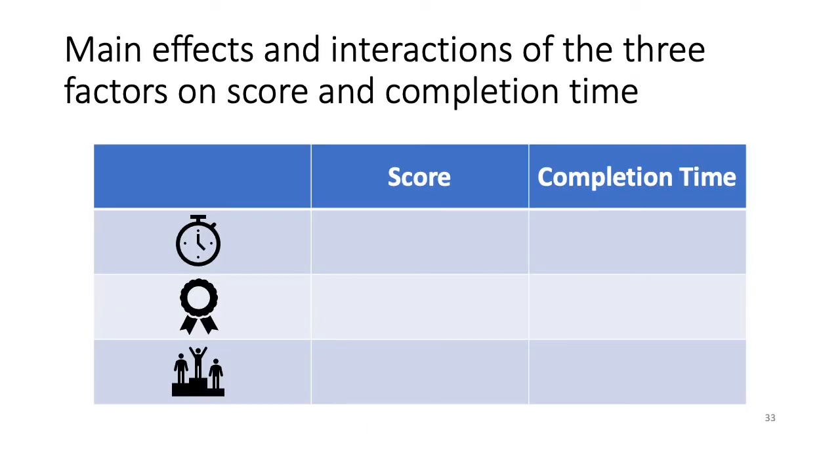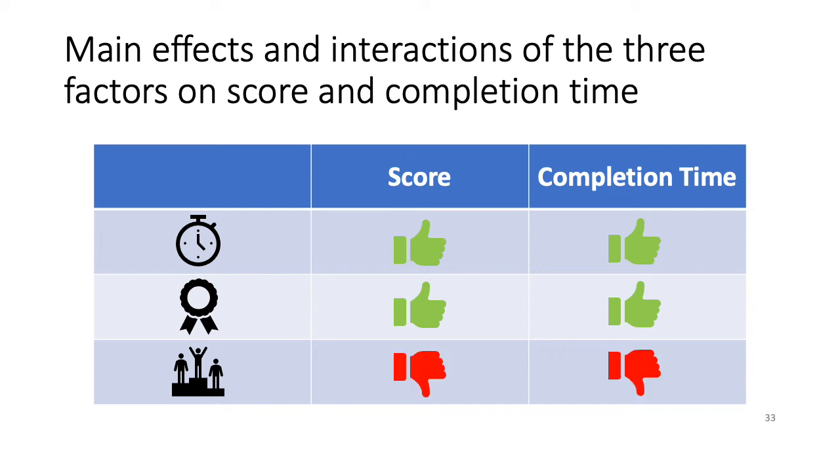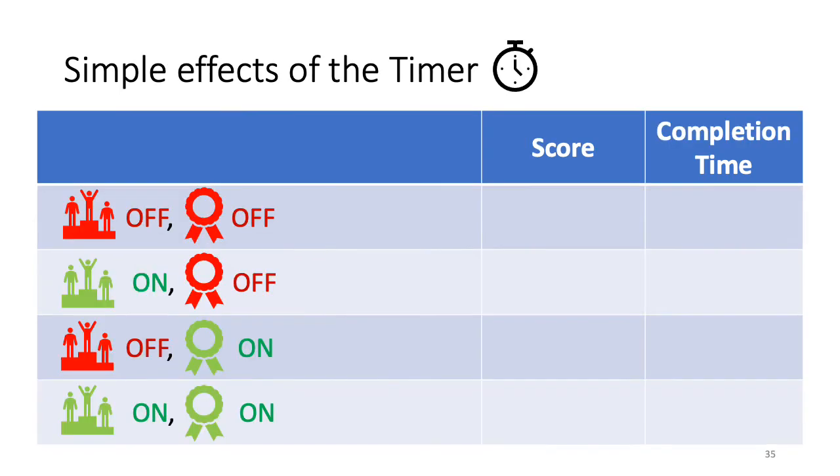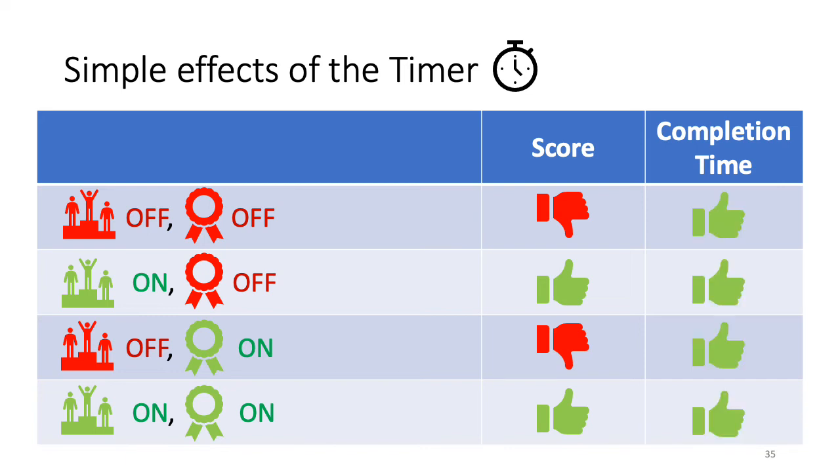A mixed factorial ANOVA was performed to check for main effects and interactions of the three factors studied on players' score and completion time. The analysis detected a main effect of the timer and the top score on both scores and completion times. However, no significant main effect of the leaderboard was detected on the two dependent variables. We looked at the simple effect of timer on both the score and completion time. It turns out that the timer has a significant effect on the score only when the leaderboard is present, whereas the timer has a significant effect in each of the four conditions for the completion time.